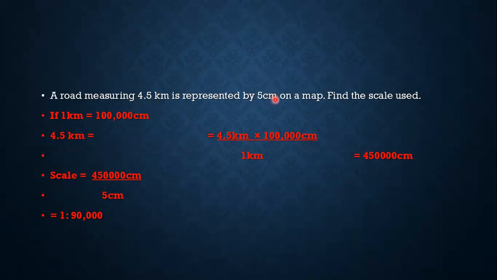You divide it by 5. And if you divide by 5, you will get 90,000. So 5 into 45 is 9, and 9 with 4 zeros is 90,000. And your scale, or the scale that has been used, is 1:90,000. So let's check the last one before you attempt some questions.